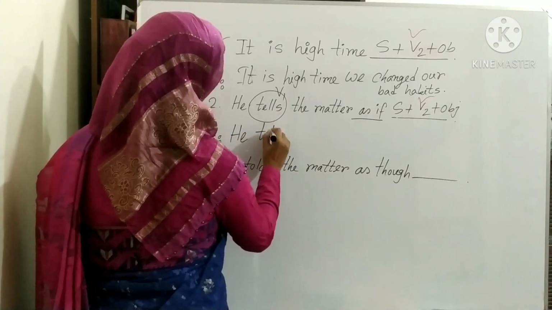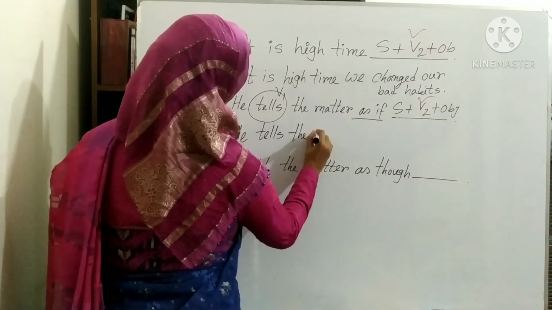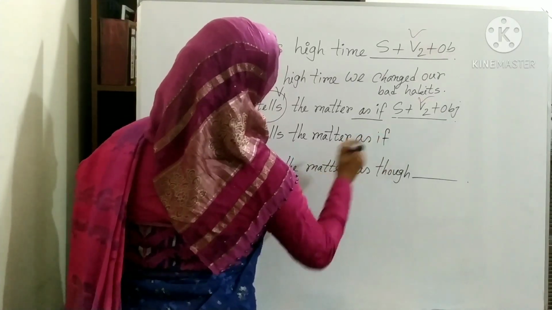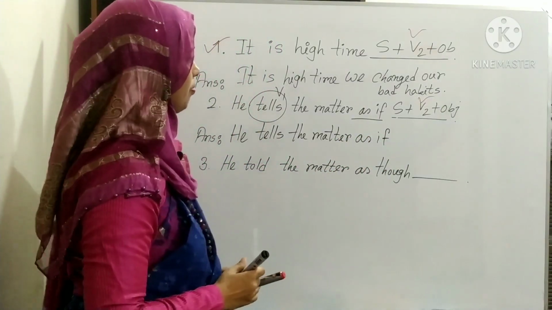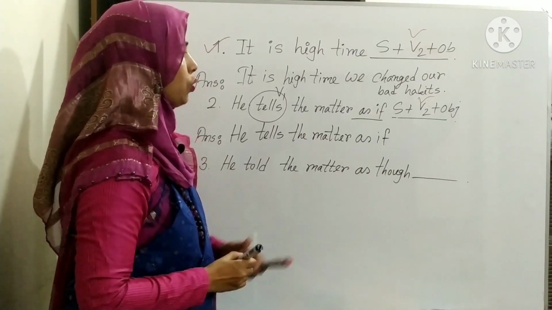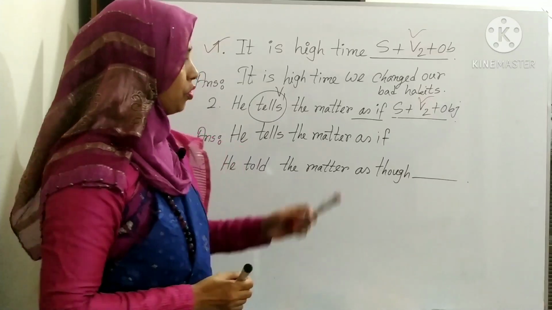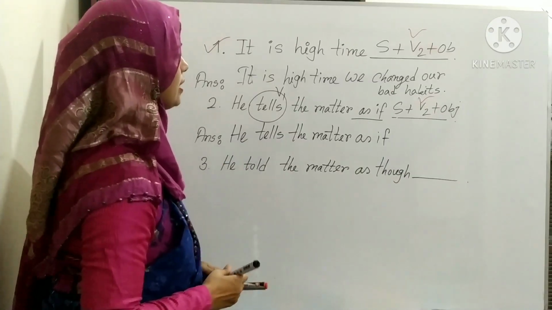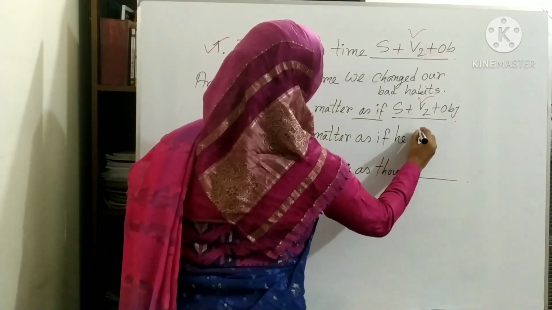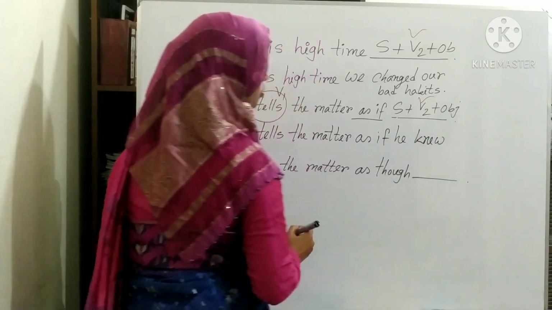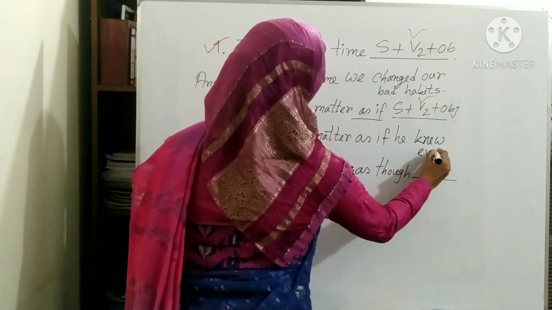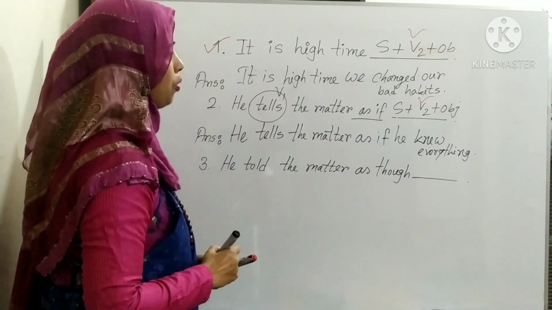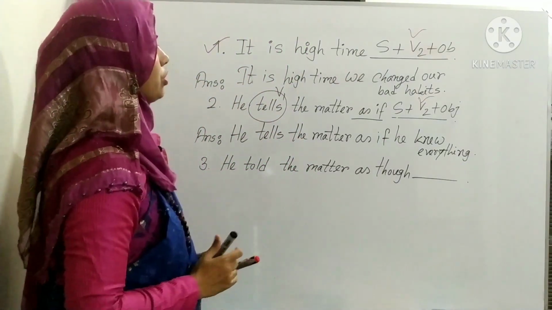Okay, now we will write the answer. He tells the matter as if what? He tells the matter as if there will be a subject, and which verb will I use? Of course, it will be in past form. Okay, dear students, we can write, he tells the matter as if he knew what? As if he knew everything. Okay, so it's very important to memorize the placement of the verb.